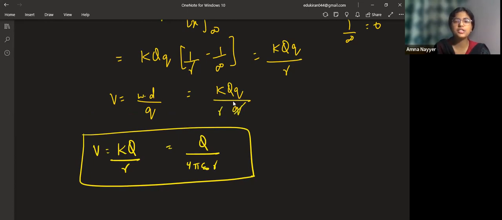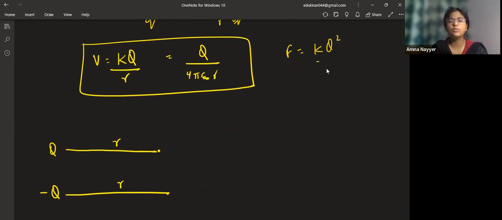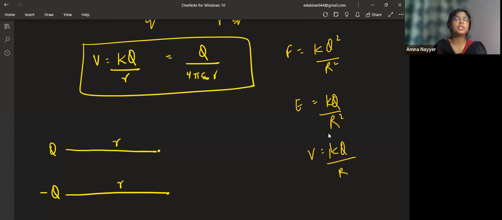Divided by this charge, the charge gets cancelled. You get the value of potential as kq divided by small r. See, I'm repeating. Force was k q1 q2 by r square. Electric field was k q by r square, and potential is k q by r. You can put in the value of k as 1 by 4 pi epsilon naught also, wherever needed. This is the same k, 9 into 10 to the power 9.